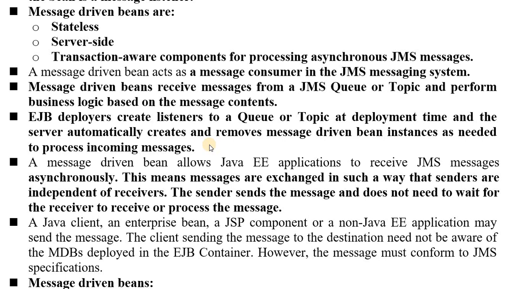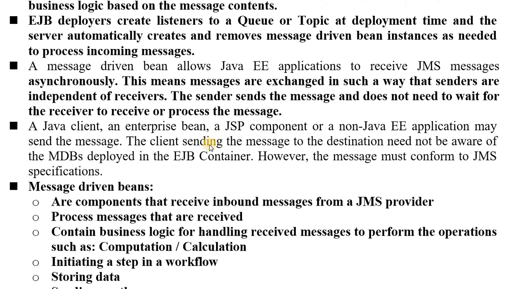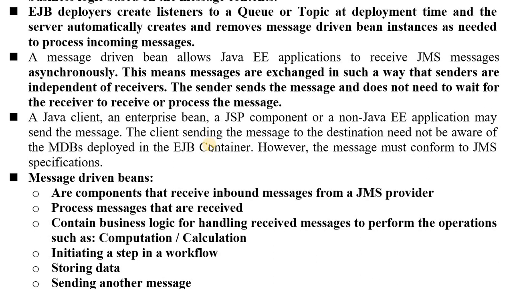Now, message driven beans will receive the messages from a JMS queue or a topic, and it will execute some business logic based on the content of the message. Now, EJB deployers will create listeners to the queue or a topic, and the server will automatically create or remove the message driven bean instances as needed to process the incoming messages. So suppose the incoming messages are more, more instances may be created.